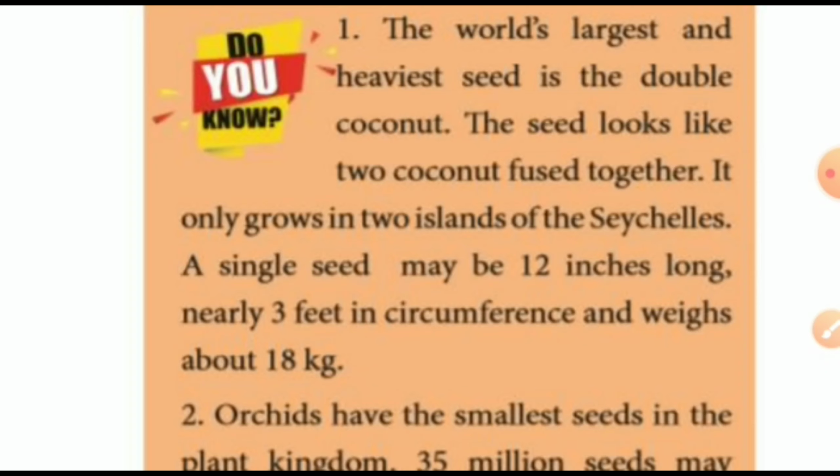A single seed may be 12 inches long. How many inches long? 12 inches. 3 feet in circumference and weighs about 18 kilograms. How much weight? 18 kilograms. Which is the largest seed? Double coconut. How many inches long? 12 inches. How many feet? 3 feet. What is the weight? 18 kilograms.